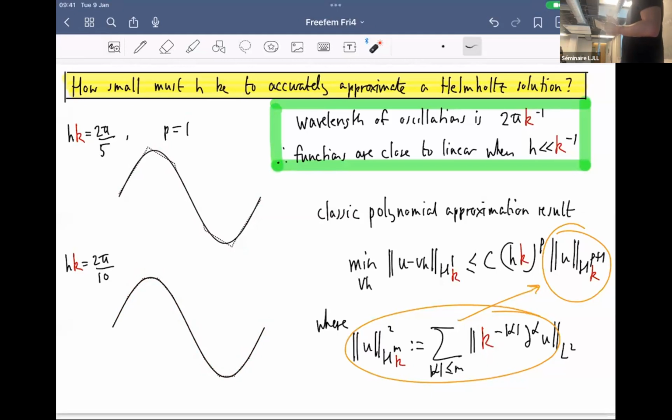And this is because what's underlying this is that the wavelength of the oscillations is 2 pi over k, and so these functions are close to linear, in particular well approximated by polynomials, once h, the mesh width, is much smaller than or on the scale of k inverse.